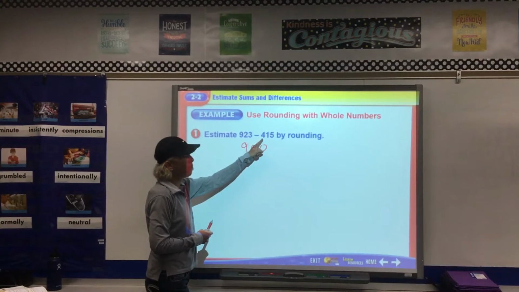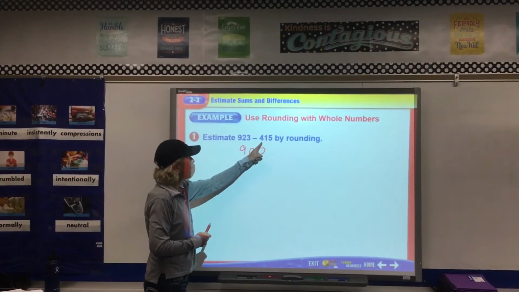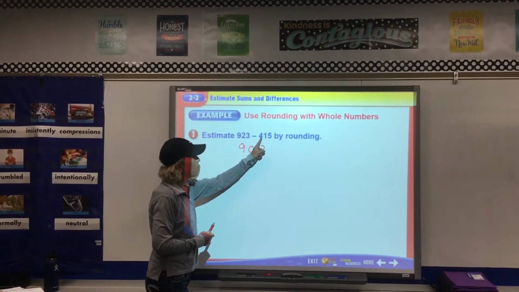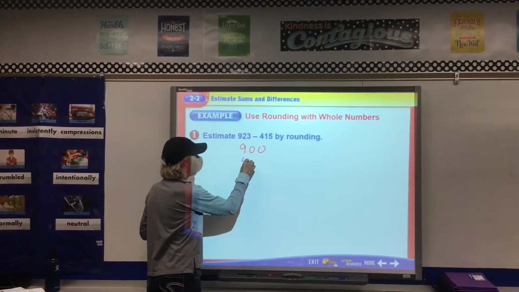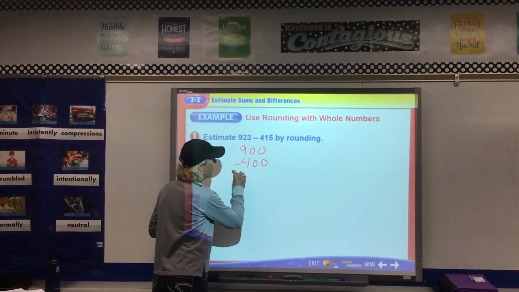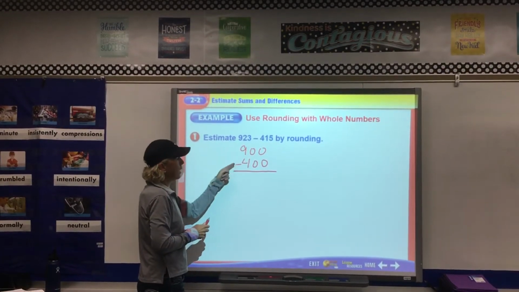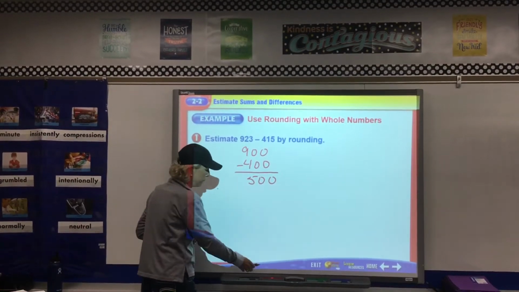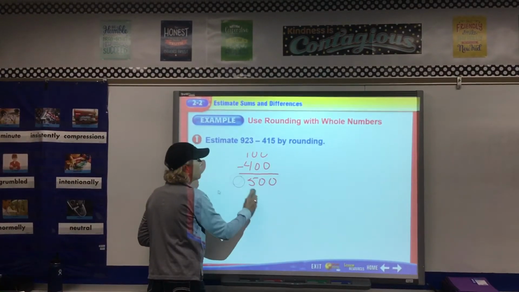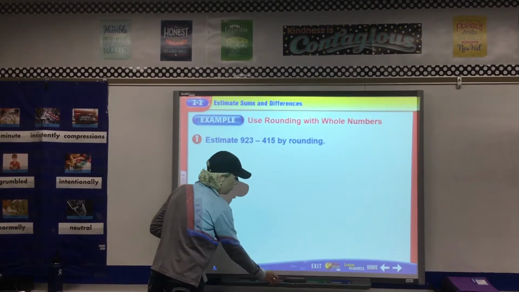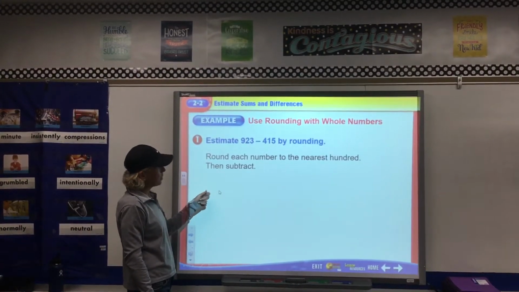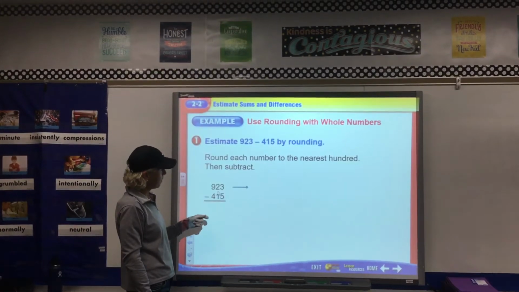415, the 4 is in the greatest place value. You look to the right of that, there's a 1. So this would stay the same as 400, and then it becomes a simple mental math problem of 9 minus 4, which is 5, so it would be 500. They're going to walk you through the steps. Some of the steps will be very similar to what we just talked about. So round each number to the nearest 100 and then subtract.